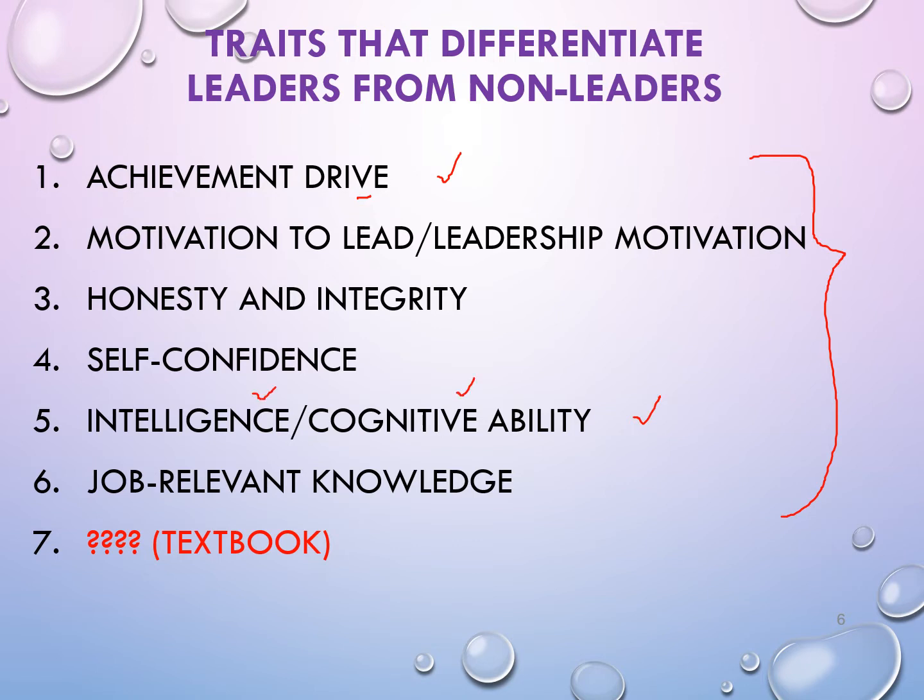Okay. So if someone is not intelligent or does not have cognitive ability, that person is not considered a leader according to trait theory. And another trait that a person should have in order to be classified as a leader under trait theory is job relevant knowledge. Job relevant knowledge here means pengetahuan dalam sesuatu bidang pekerjaan lah. Okay, so if you are an accountant, you should have knowledge in accounting, so that is called job relevant knowledge. Actually there are a lot more traits that fall under this trait theory.